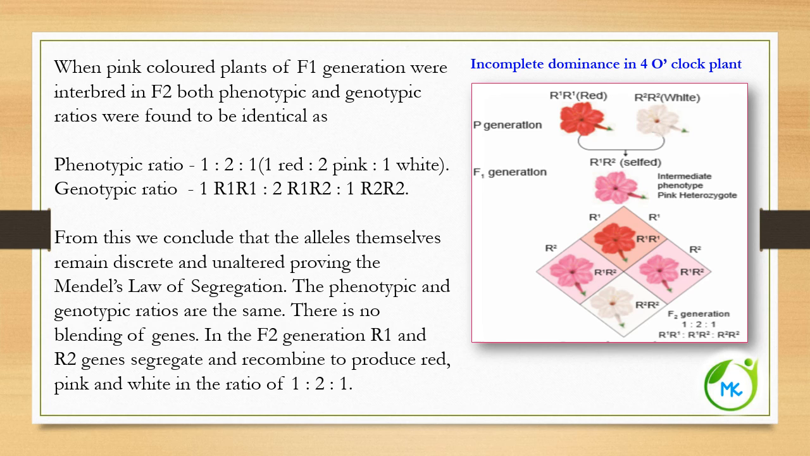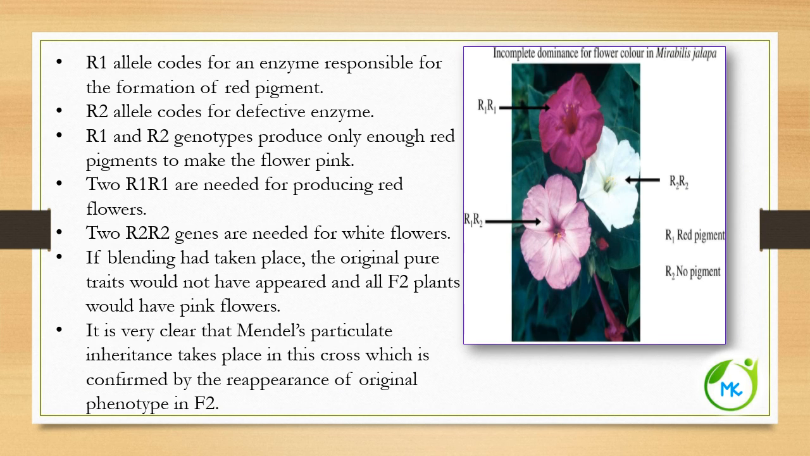So in the F2 generation, R1 and R2 genes segregate and recombine to produce red, pink and white in the ratio of 1:2:1. So let's see again in detail about the alleles. The R1 allele codes for an enzyme responsible for the formation of red pigment. So when R1 is there, the flower will be red in color. The R2 allele codes for a defective enzyme. So here there is no enzyme, so there is no pigment, so the flower is white.